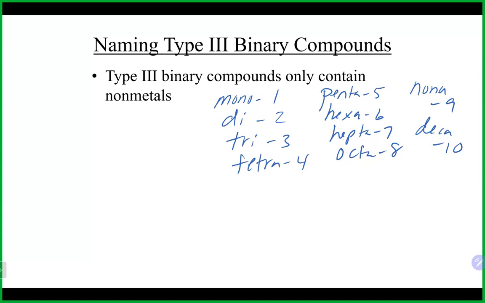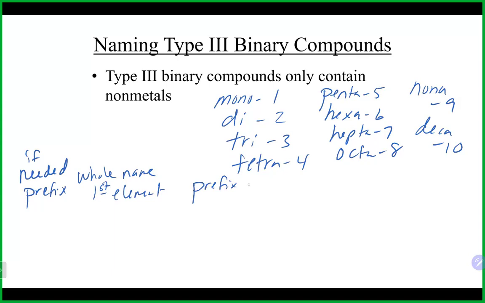So the way that we do this is, if needed, we use a prefix on the first name, and we use the whole name of the first element. We then use a prefix on the second name, and the second name ends just like it's been ending. We do the IDE at the end of the nonmetal on the second one. So it's basically prefix, whole name, prefix, IDE ending. Just count what you need.